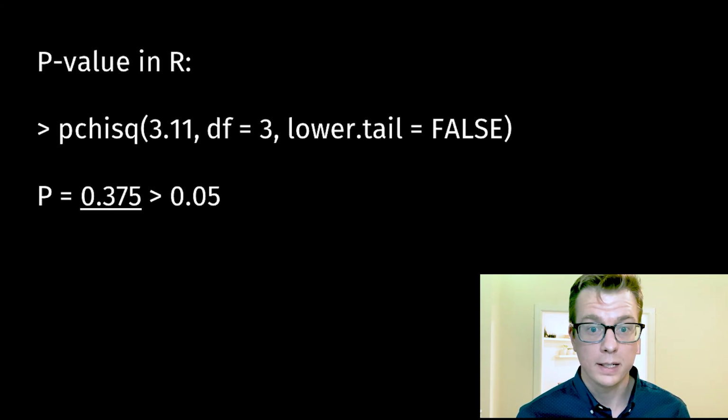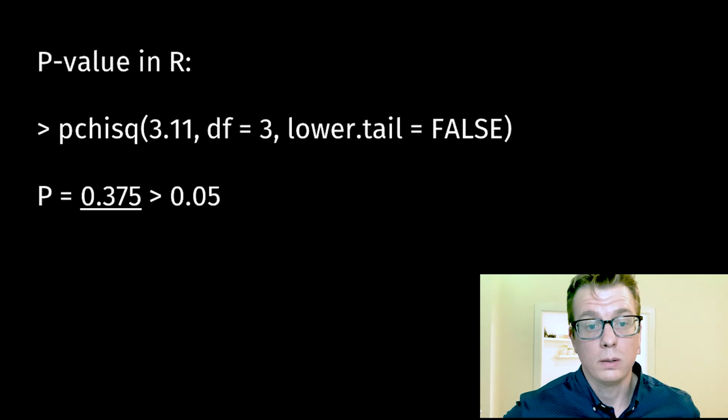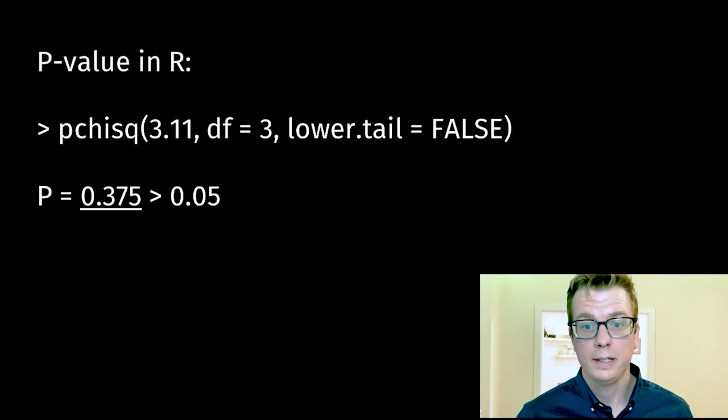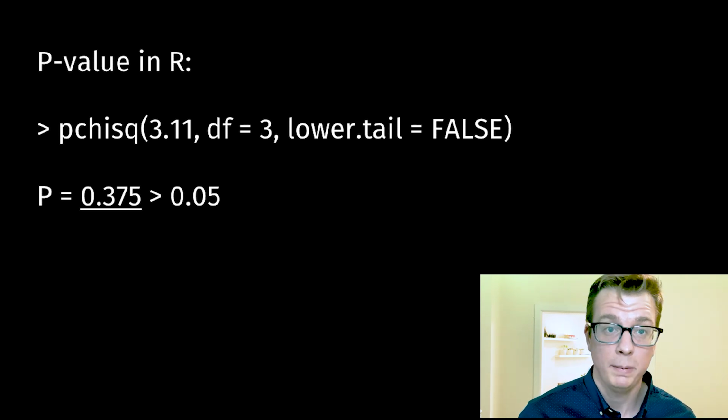And the chi-square test is a one-tail test. We need to set lower.tail equals false. If we run it, it gives us a p-value of 0.375, which is much larger than 0.05. Therefore, we do not have evidence to say that our sample is different than the 9:3:3:1 ratio. Therefore, these alleles do independently assort.